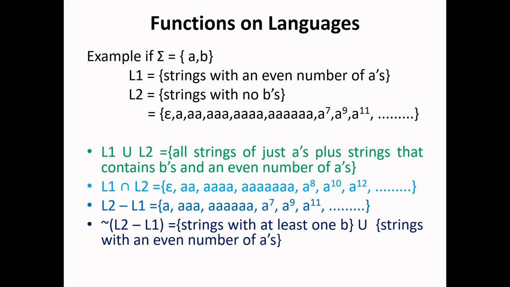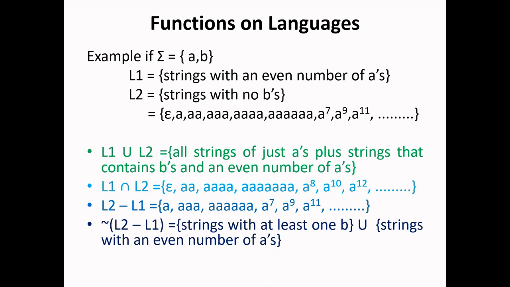Sigma is {a, b} and there are two languages defined over sigma. L1 consists of all the strings with an even number of a's. That is, it may have any number of b's, but the number of a's must be even. L2 is the language consisting of strings with no b's. Strings with no b's means all possible strings of a's. This includes epsilon, 1a, 2a, 3a, and so on up to any number of a's.